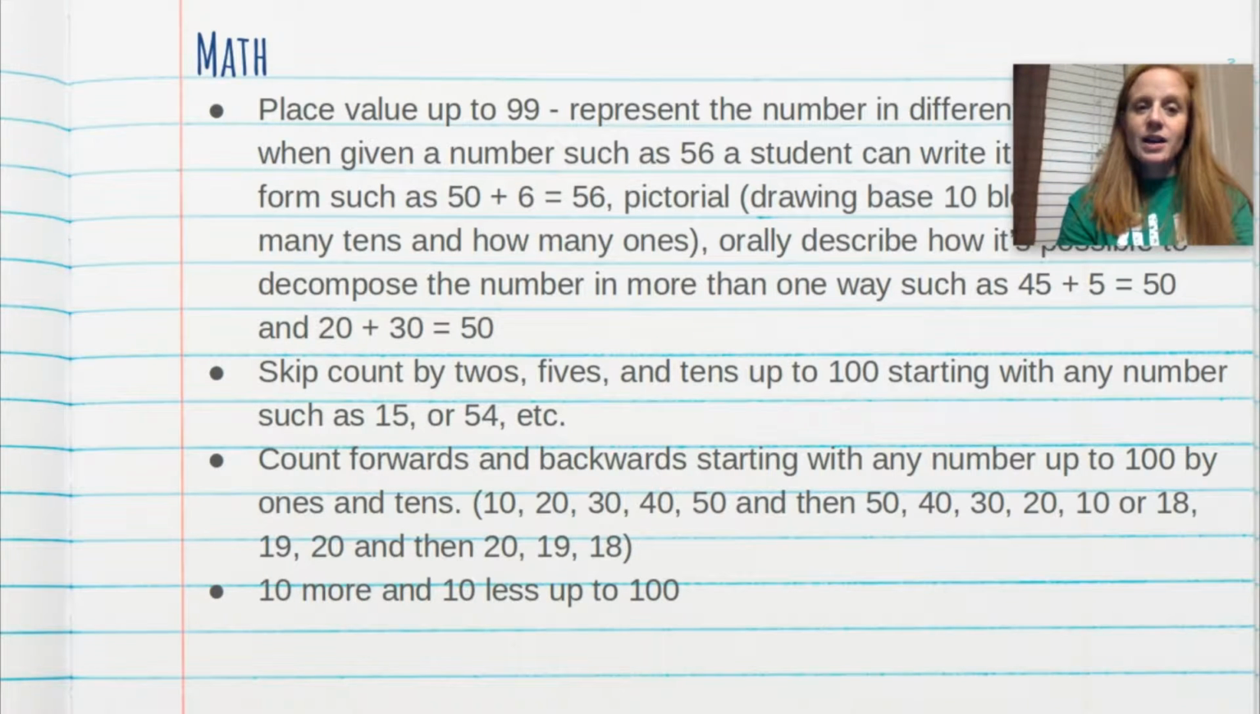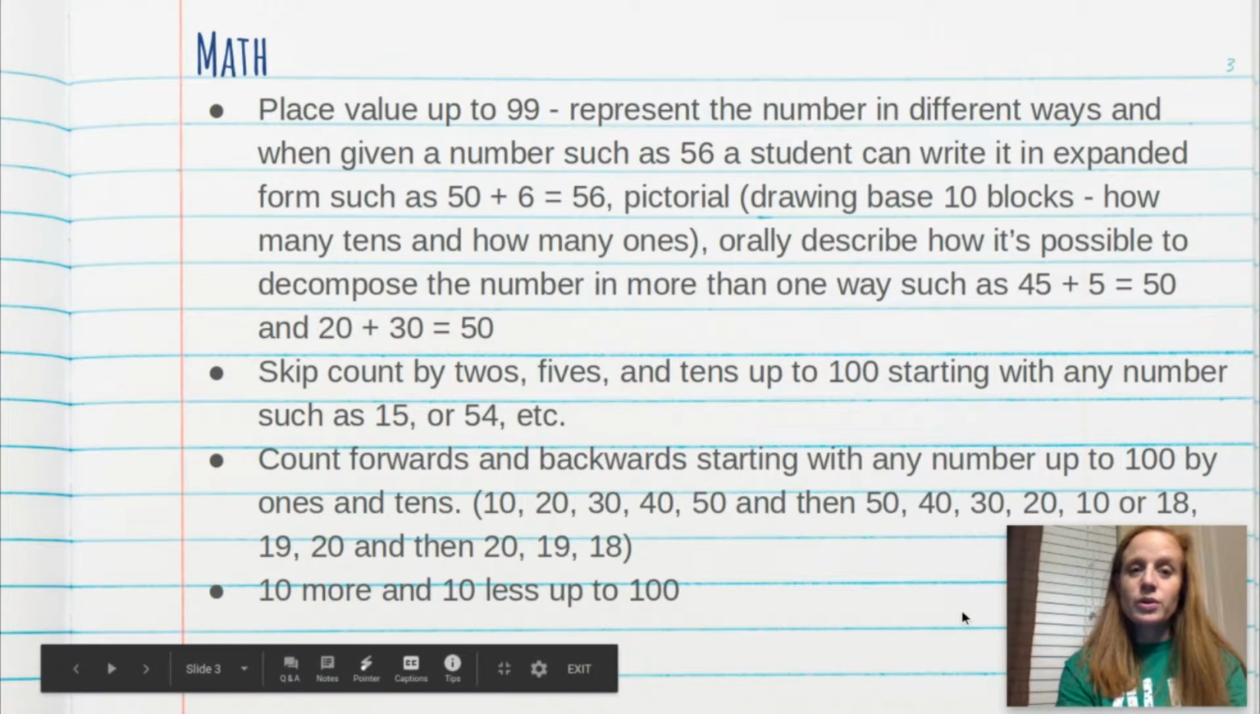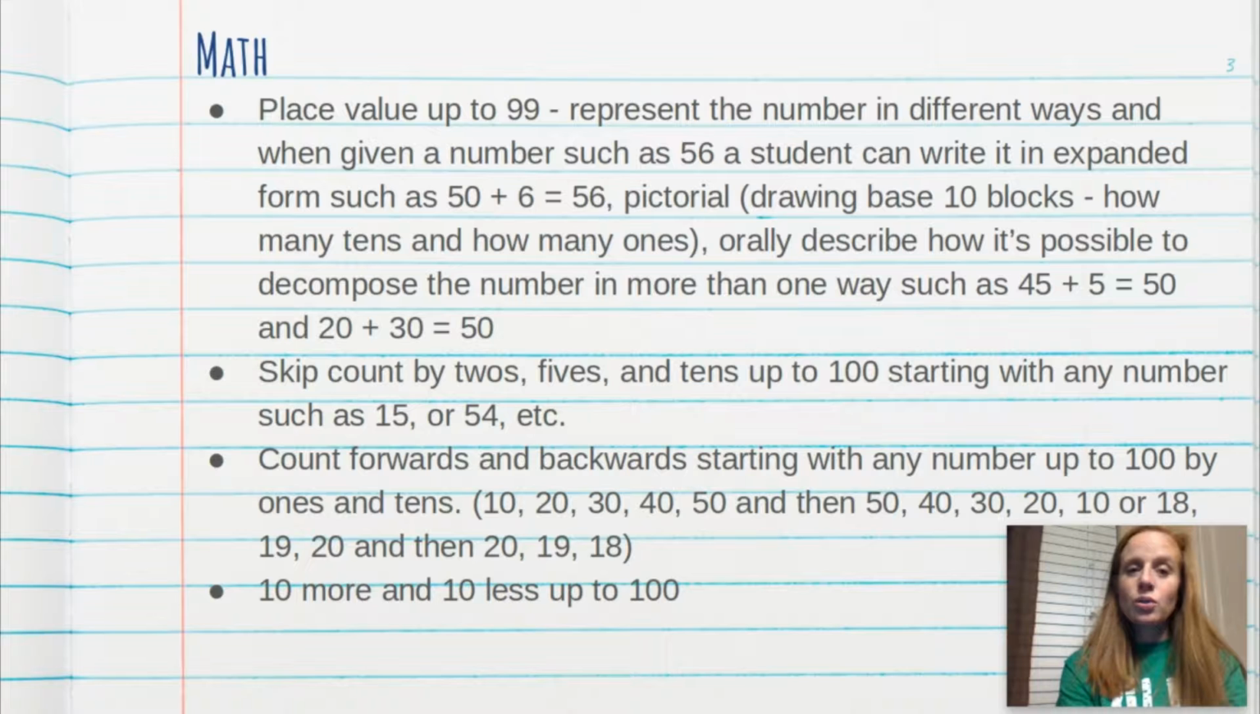Another unit that we'll be doing after that is place value up to 99. And so students in unit 4 did work on place value, but it was with numbers up to 20. And so it essentially is the same thing, it's just with higher numbers. So this can be challenging for students that are not fluent with counting numbers up to 99.